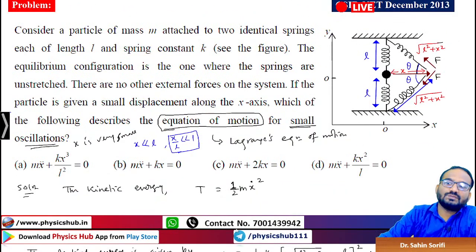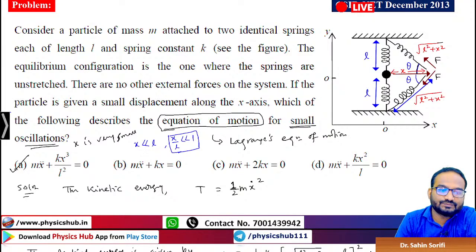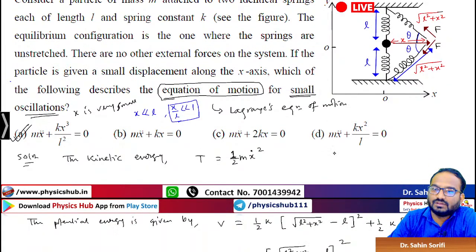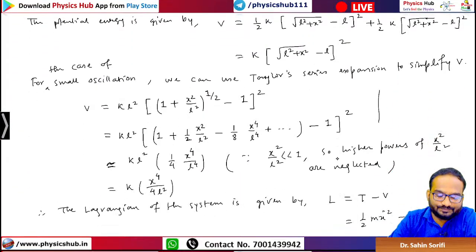So you see how simple this question is. Let me know if you have any query or confusion from this problem.